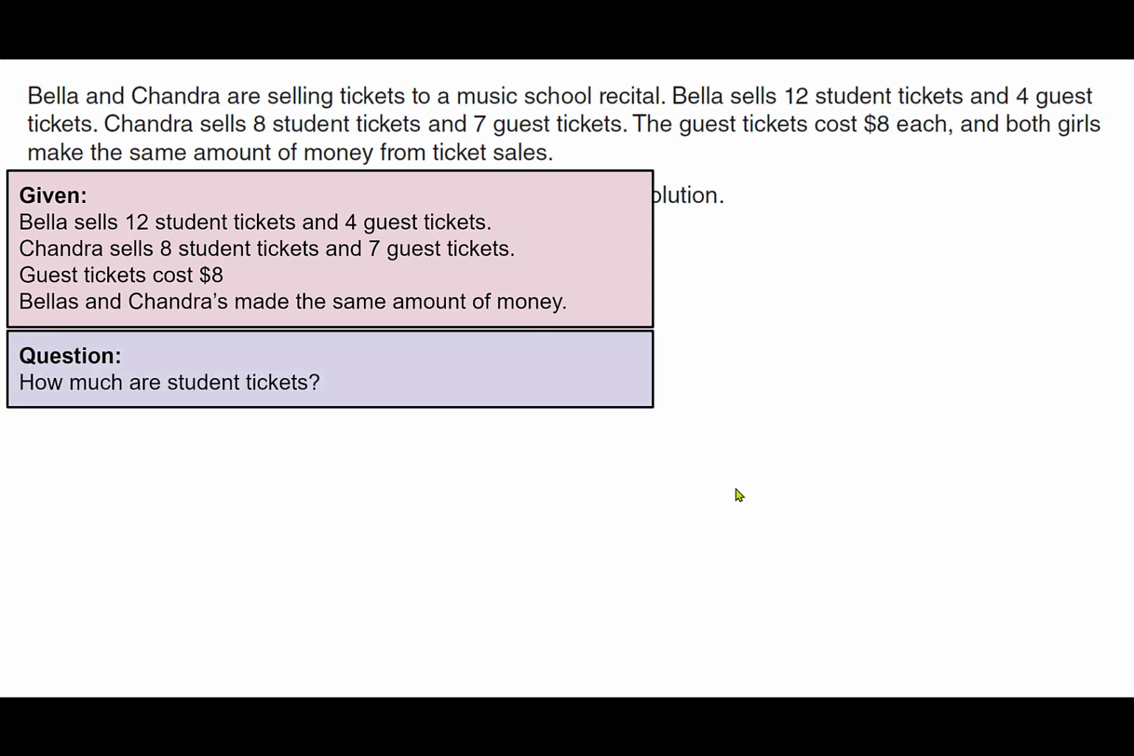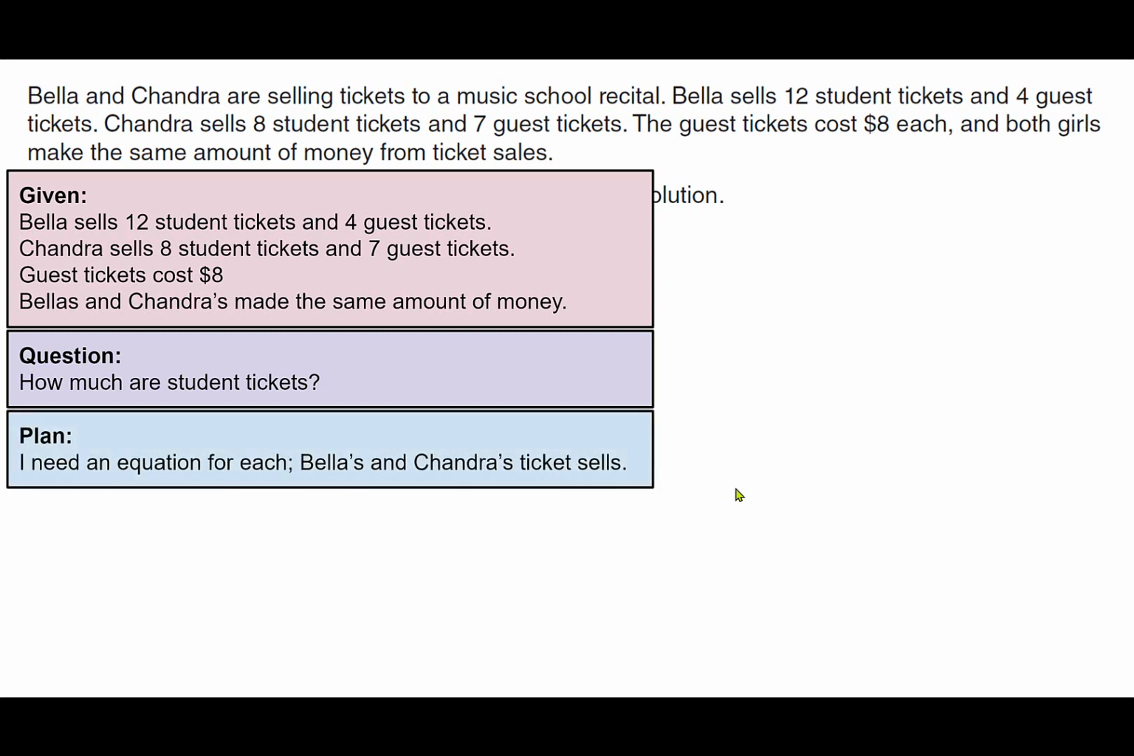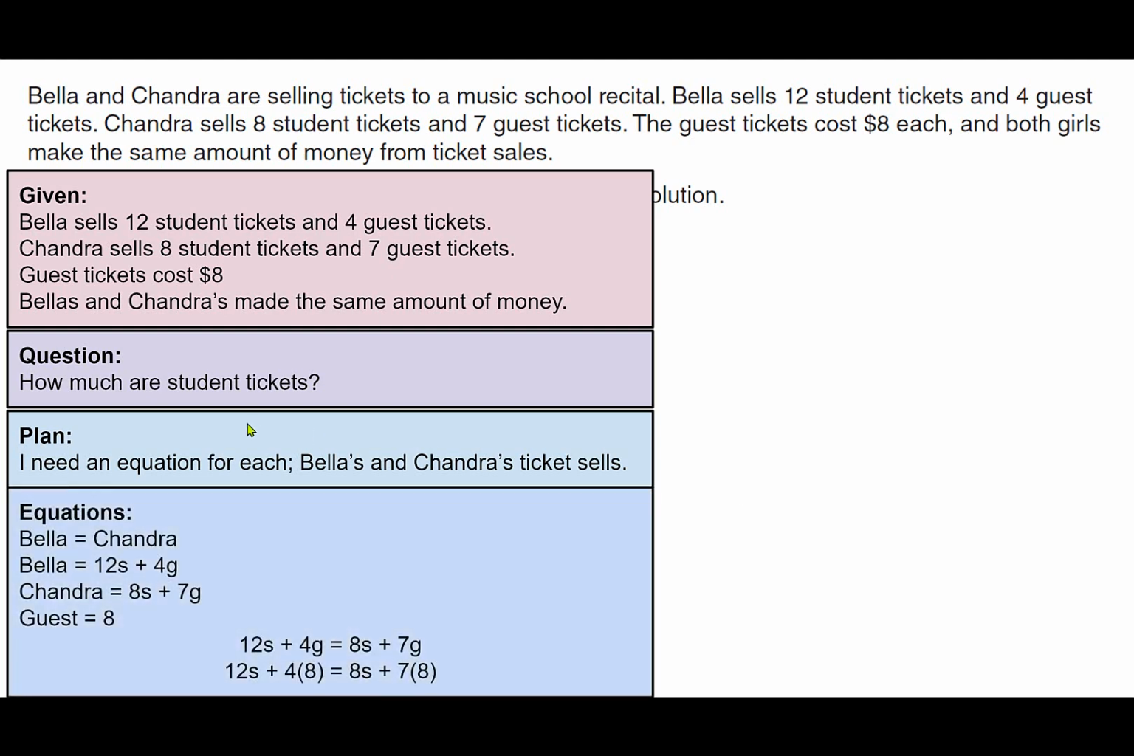So the question is, how much are student tickets? So guess what? I'm going to make my variable S for student. I need to plan to write an equation for each, Bella's and Chandra's ticket sales. So Bella equals Chandra. I came up with this equation, 12 students and 4 guests. And Chandra's was 8 students and 7 guests.